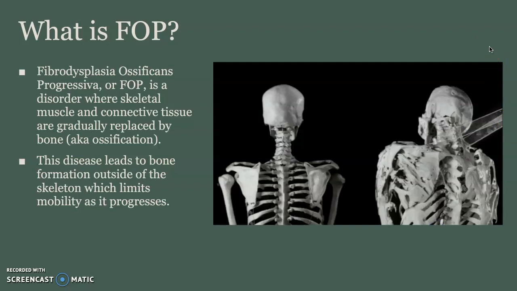Fibrodysplasia Ossificans Progressiva, or FOP, is a disorder where skeletal muscle and connective tissue, such as ligaments and tendons, are gradually replaced by bone, which is also known as ossification. This disease leads to bone formation outside of the skeleton, which limits mobility as it progresses. And on the right here, you can see an image of what a normal skeleton looks like compared to what a skeleton looks like of someone who suffered from FOP during their lifetime.